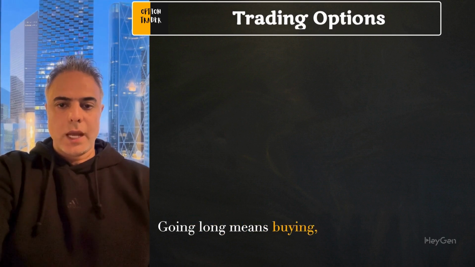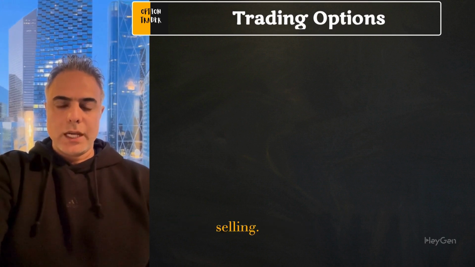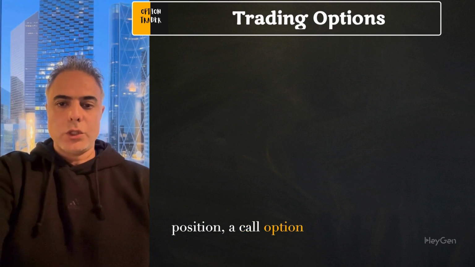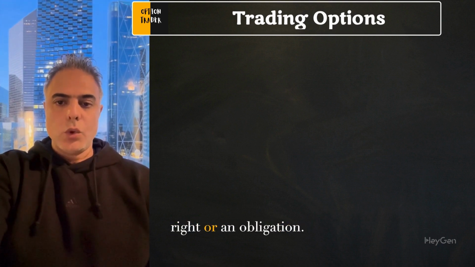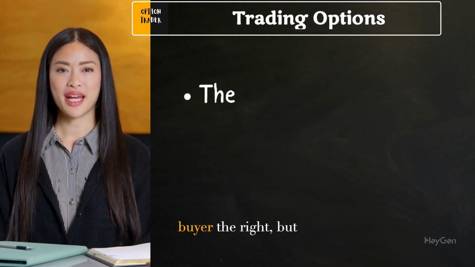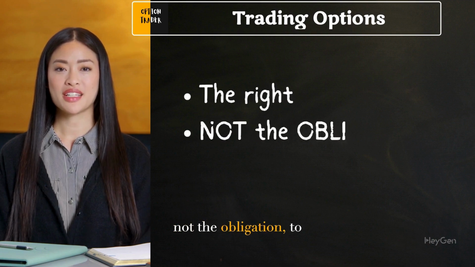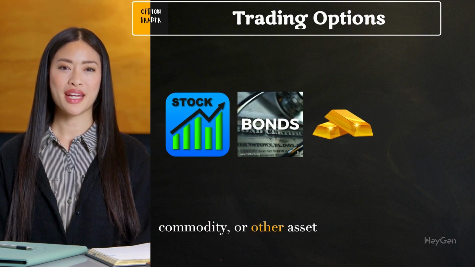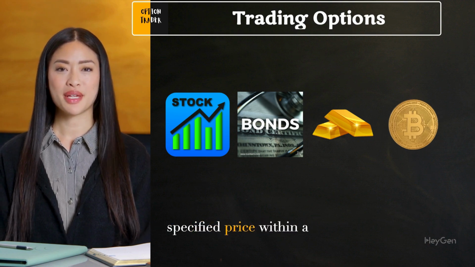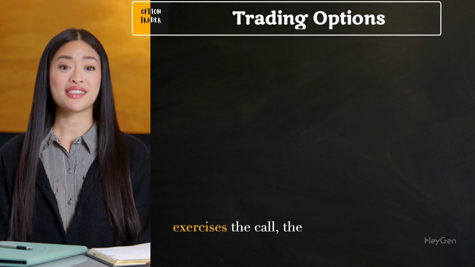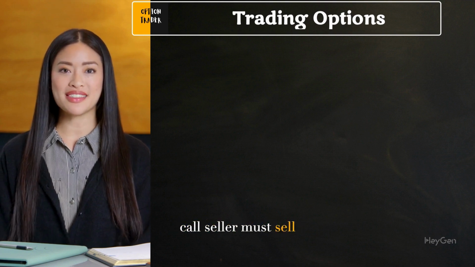Going long means buying, while going short means selling. However, depending on its position, a call option can represent either a right or an obligation. Call options are financial contracts that grant the buyer the right, but not the obligation, to purchase a stock, bond, commodity, or other asset or instrument at a specified price within a specific time frame. However, if the buyer exercises the call, the seller must sell the asset.